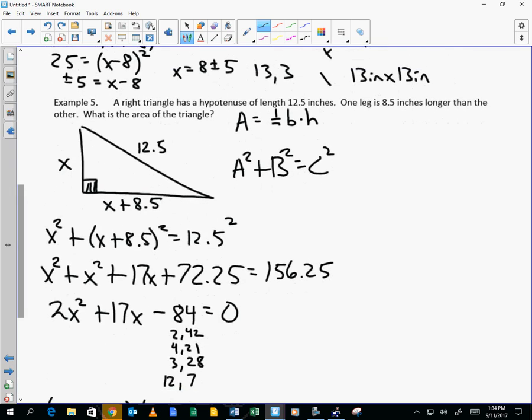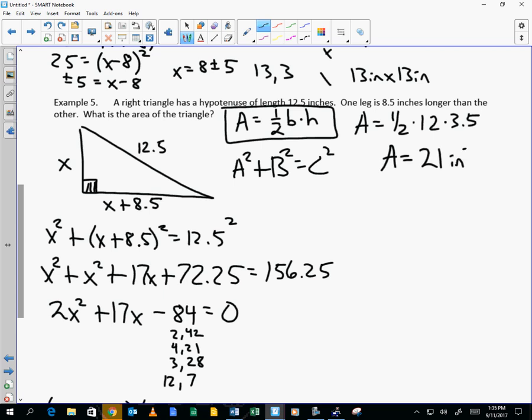I'm trying to find what? The area. I want to know the area. This is what I'm working with. So if x is 3.5, what's the base? 3.5 plus 8.5 is 12. So we got 1/2 times 12 times 3.5. 1/2 of 12 is 6 times 3.5. 21 inches squared. Kind of a cool one, huh?